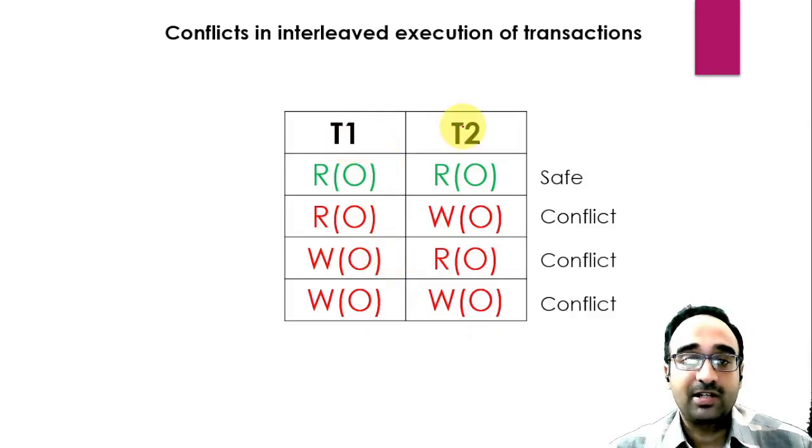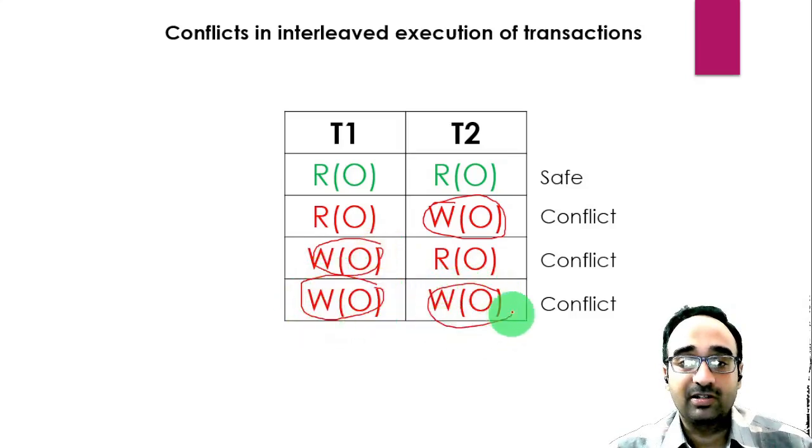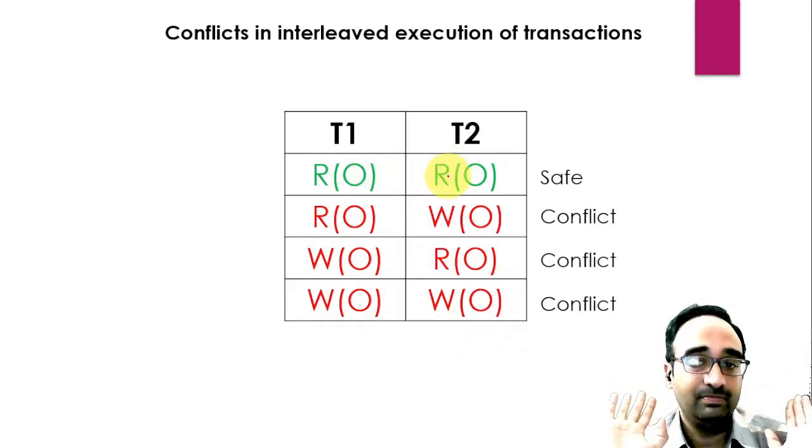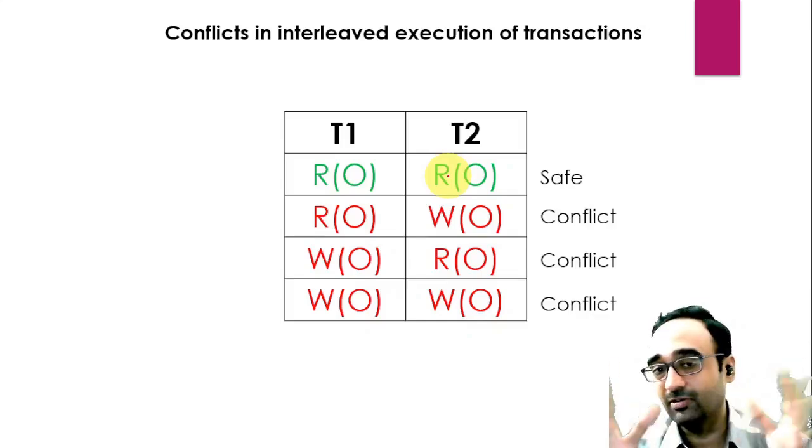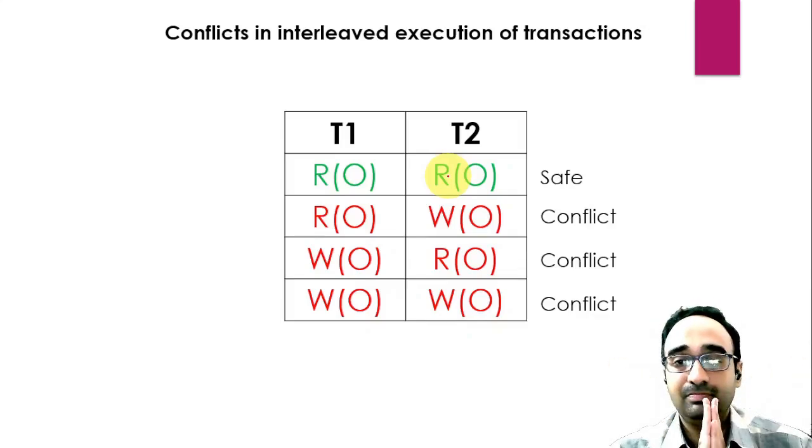So there are two transactions, T1, T2, working on the same object. Okay, O is the object here, the same object, and if at least one of them is a write operation, then we can say it is a conflict. Okay, if both of them are read operations, there is no problem. In fact, any number of transactions, if they want to read, you can allow them. There will be no problem.